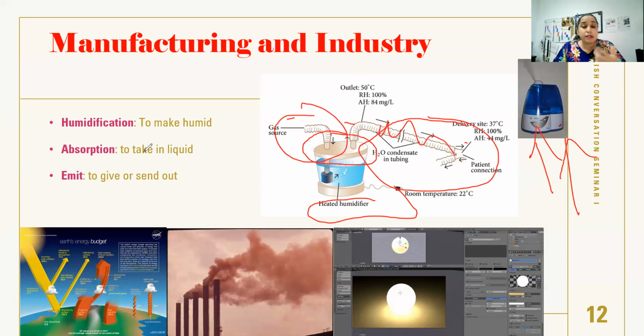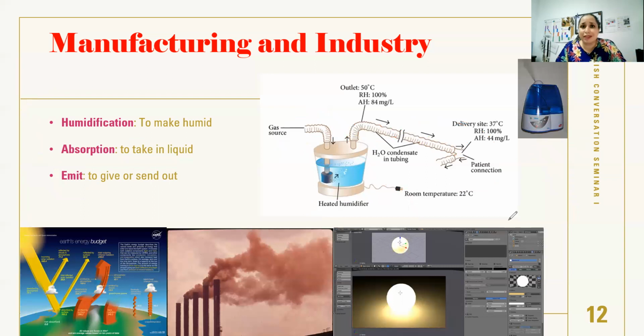And then absorption with B, absorption is different. Remember that it is not the same as adsorption. This is to take in. It's the difference with adsorption, with the D. And emit, to give or send out, emissions. We have been talking about this in Spanish a lot. So these ones are, again, cognates. They have the same roots as the words in Spanish, and you can just understand them by reading them correctly.